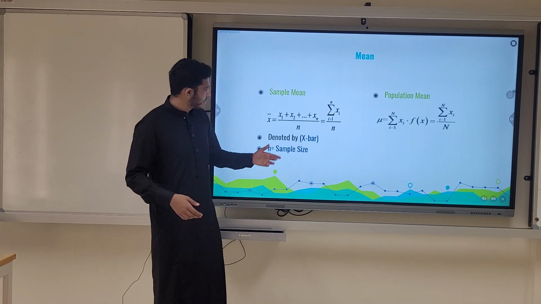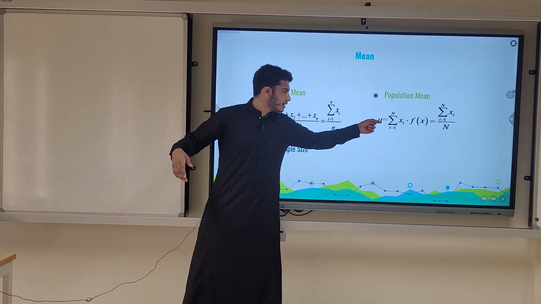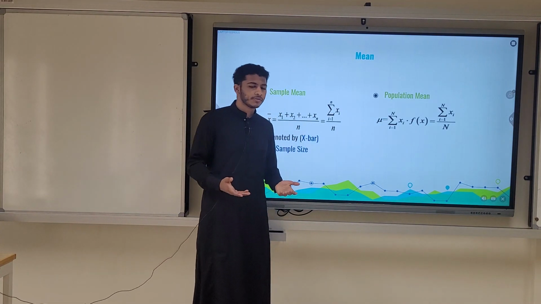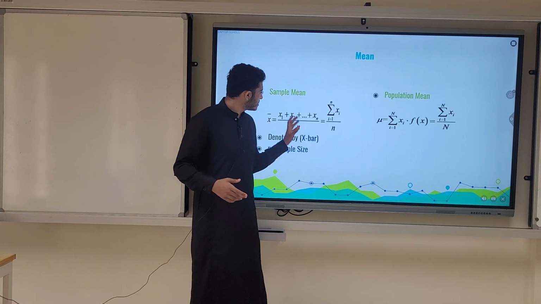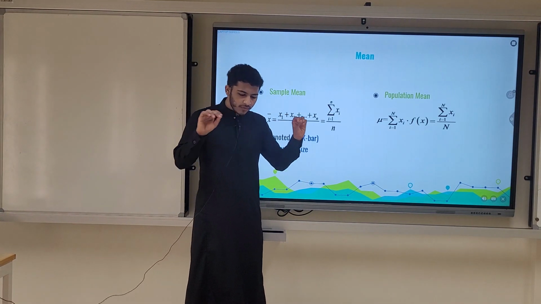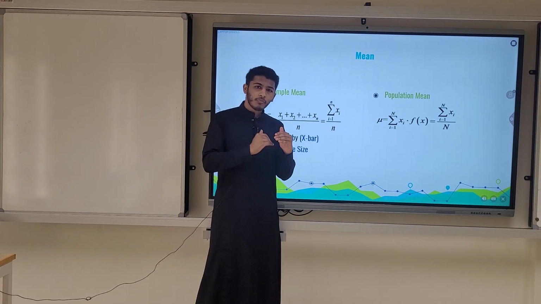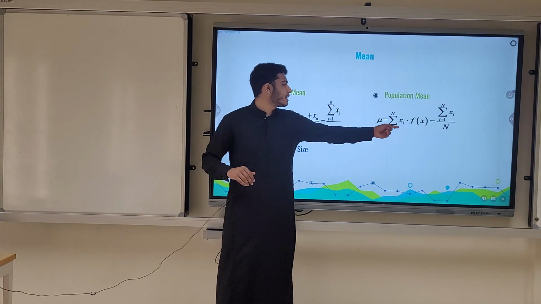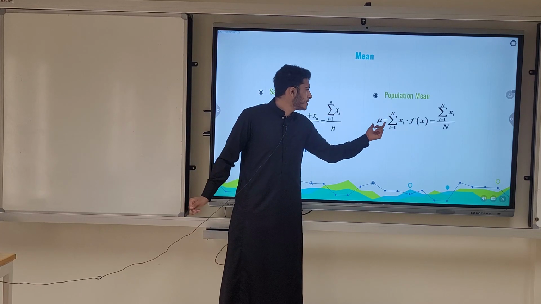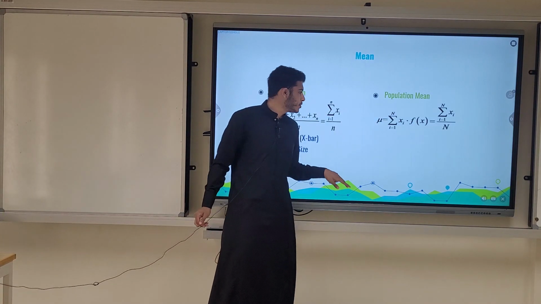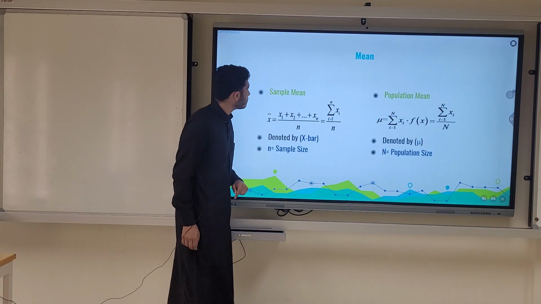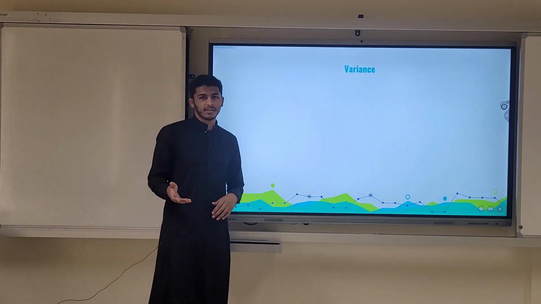For the population, it's quite similar. The population has the same formula. Don't worry about this one here, we're going to be talking about it, inshallah, in chapter 3. But it's the same formula. You sum all the values you have in a population, then you divide them by the number of points you have in this population, denoted here as capital N, where the population mean is denoted by the Greek letter mu, as we see.